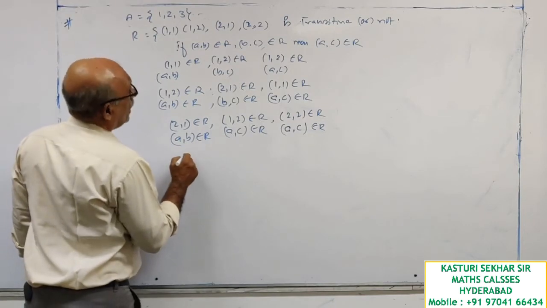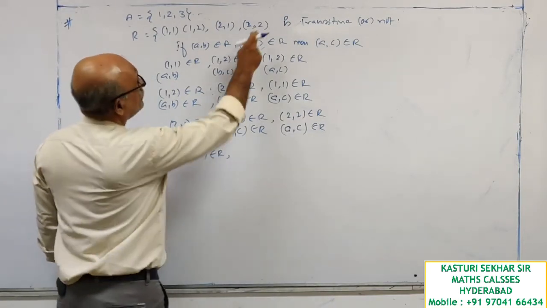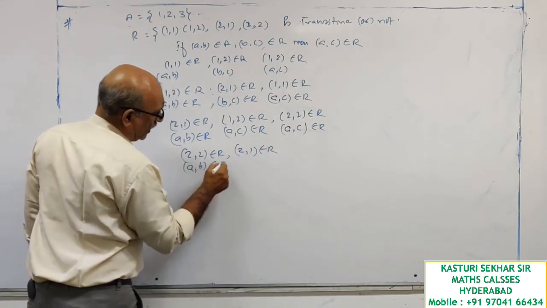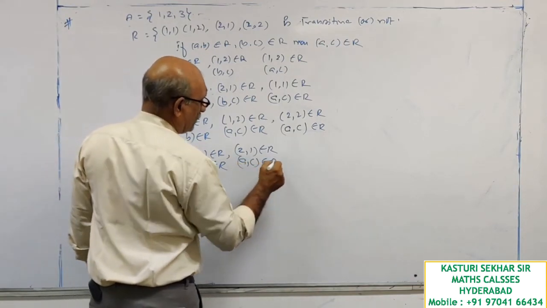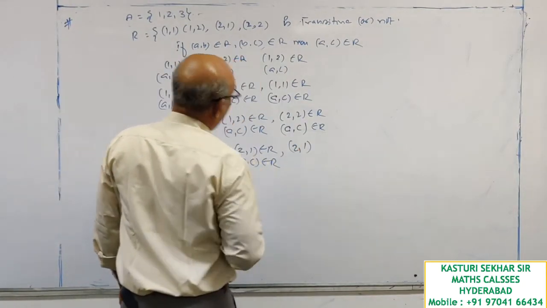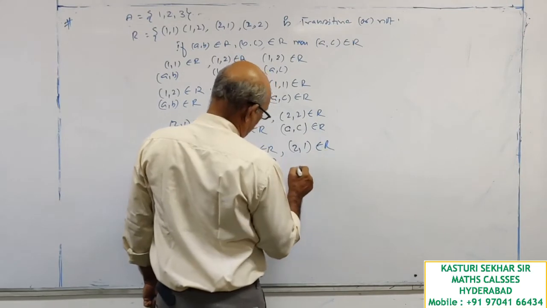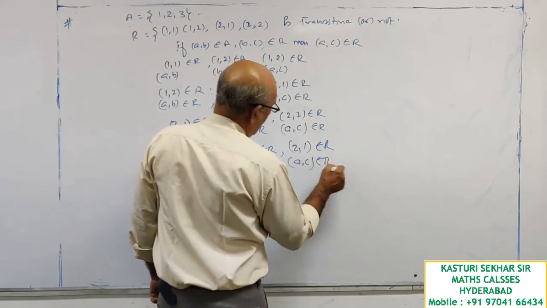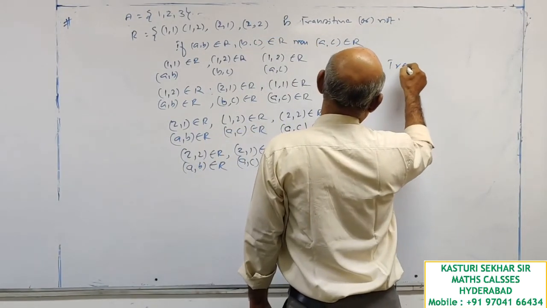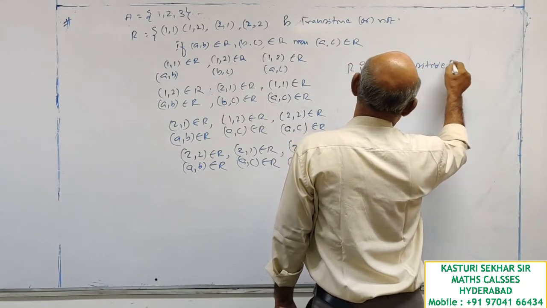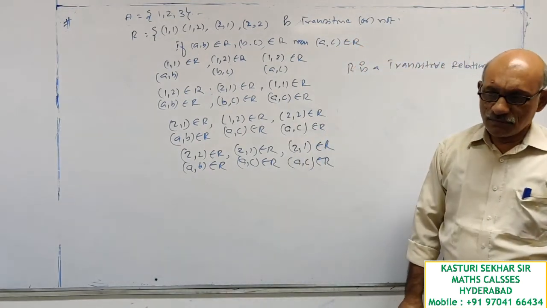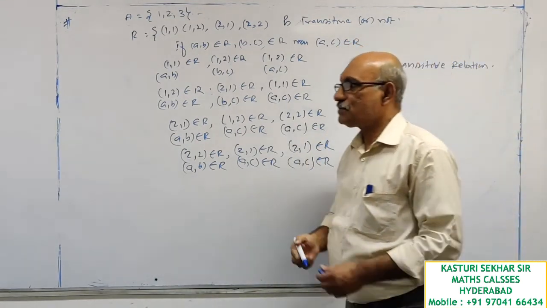Next, (2,2) and (2,1): (a,b) and (b,c). What is required for me? (a,c) is required. a means 2, c means 1. (2,1) is related to R. Therefore, R is a transitive relation. Okay.